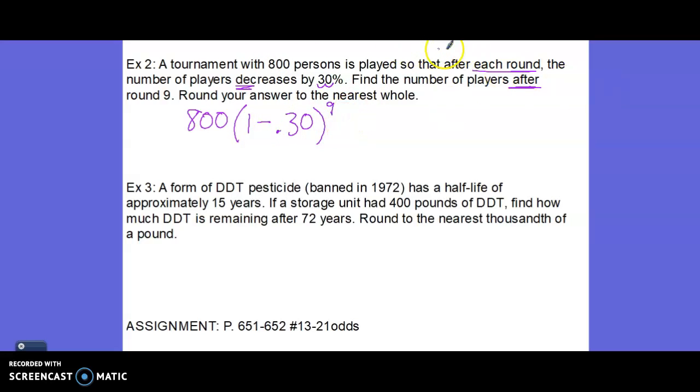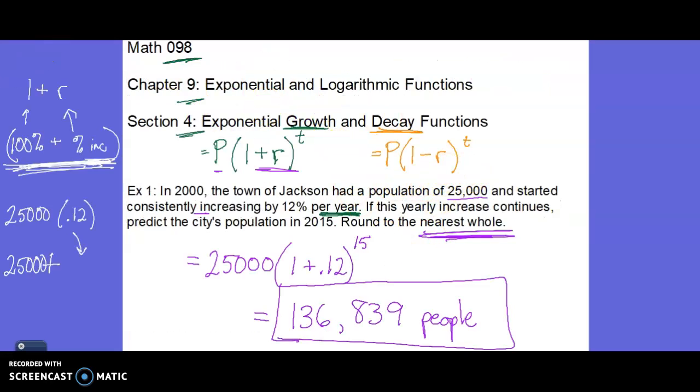I know sometimes these words can be confusing because it might say before round 9, and then you'd have to take it to the 8th power, even though this number is 9. But I think if we talk about after each round, then we're safe to take it to the 9th power. So using the decay formula that I had on the previous slide, I hope that all made sense.